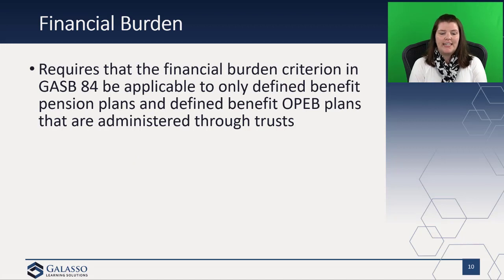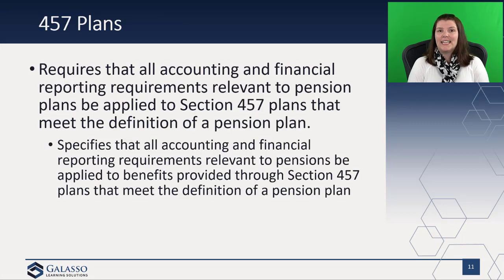And then it requires that the financial burden criteria in GASB 84 only apply to defined benefit pension plans and defined benefit OPEB plans that are administered through a trust. Again, carving out those DC plans. And then for Section 457, sort of an offshoot of this while they were in there, it requires that all accounting and financial reporting requirements relevant to pension plans be applied to Section 457 plans that meet the definition of a pension. Again, we had a 457 plan exposure draft prior to this. However, it specifies that all accounting and financial reporting requirements relevant to pensions be applied to benefits provided through Section 457 plans that meet that definition.